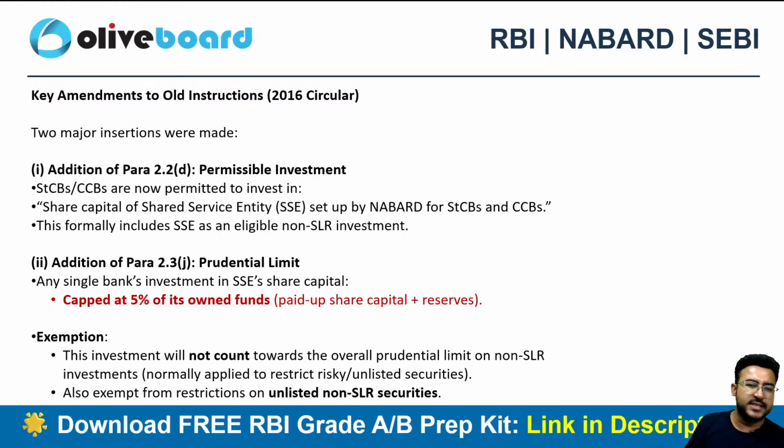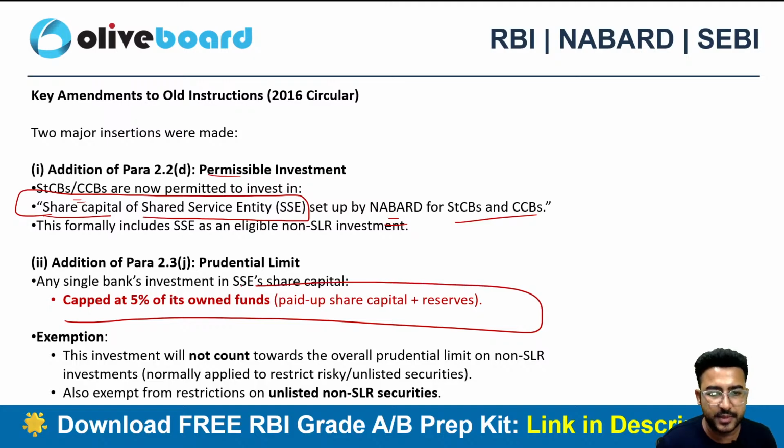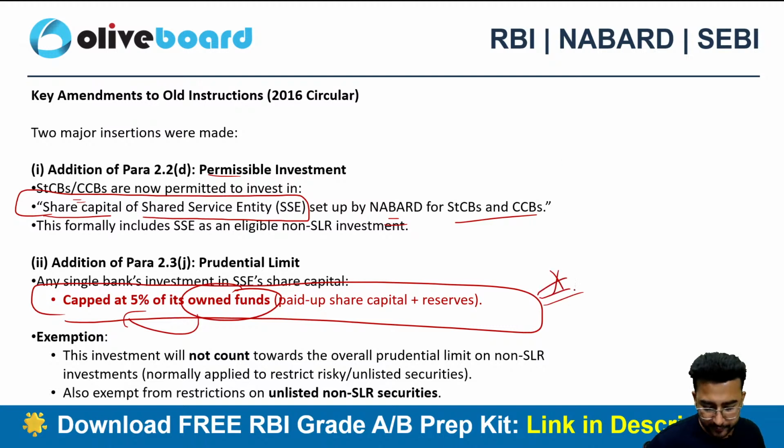So what they did is they have just done two major amendments here. First is the permissible investment, right? STCBs and CCBs are now permitted to invest in the share capital of the shared service entity, SSE, set up by NABARD for both the entities. Plus there is a capping of 5% of the own funds. Whatever your own funds is, you can invest up to a maximum of 5% of the own funds. So this is important for your examination, right? This particular limit will be important for your examination here, right?